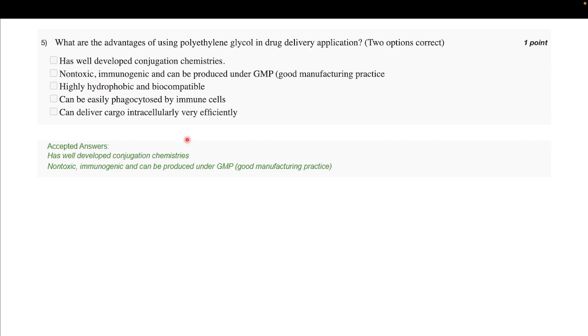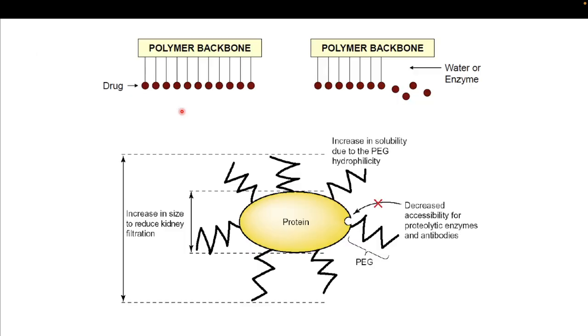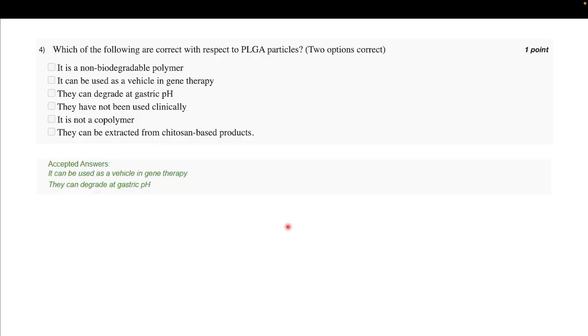Next is it can be easily phagocytosed by immune cells, which is also false, because we saw in this particular system where you have these PEG chains. Because a number of PEG chains are conjugated with this drug molecule or a protein molecule, it will not allow your immune cells to come anywhere near the drug. So it is not easily phagocytosed.